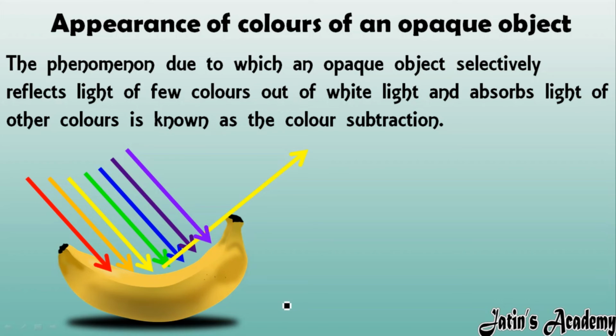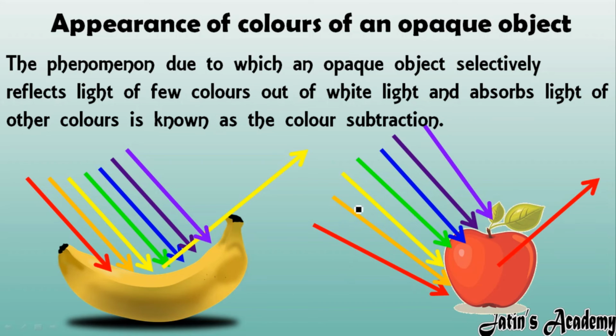In a similar manner, for example, here I am having an apple. When white light from the luminous object or luminous body strikes the apple, this apple will reflect back only red color. That is why we are able to see the apple as red in color, and the other colors from the white light it is going to absorb into it. So whatever color an object is having, that object will reflect the same color back. That is why we are able to see that color of an object. Clear? And this phenomenon by which an opaque object selectively reflects some light and absorbs the other colors into it is known as color subtraction.